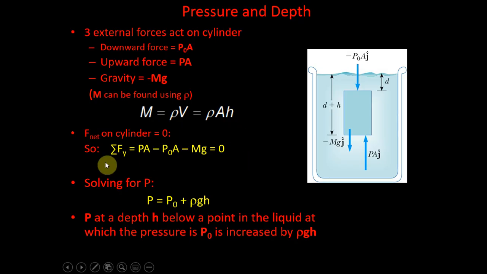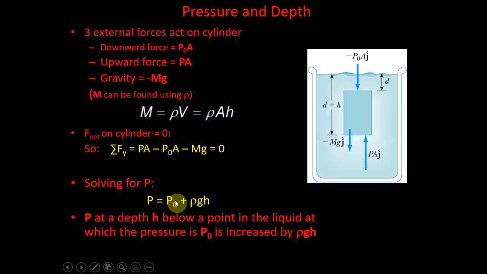So the sum of all our forces will be PA, this is the upwards force, minus the downwards force, minus the force due to gravity. If the cylinder is standing still here, all of our forces should be equal. So F will end up being equal to 0. If we solve this in terms of P, we can cancel out the A's here, and we can end up with an equation in terms of just P.